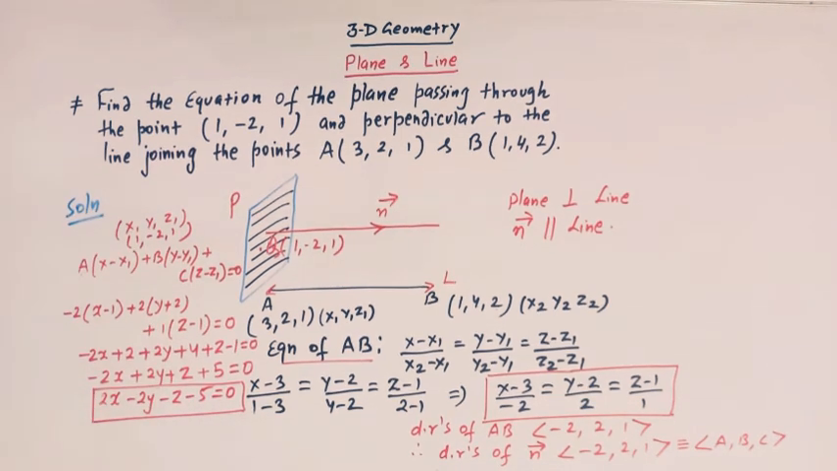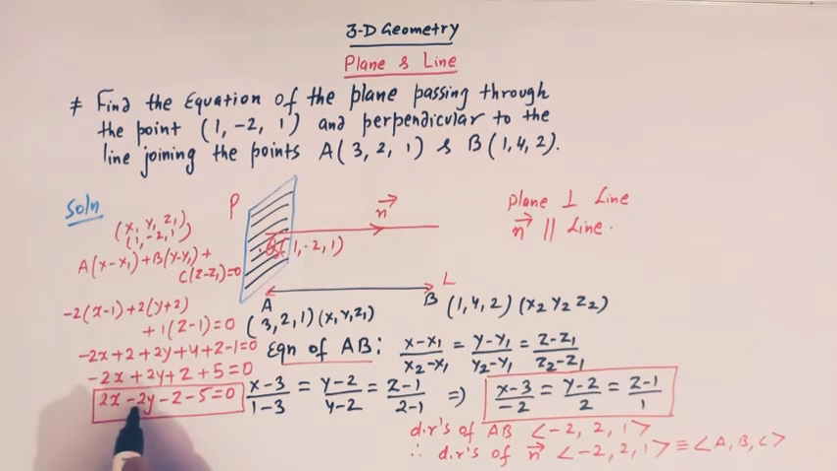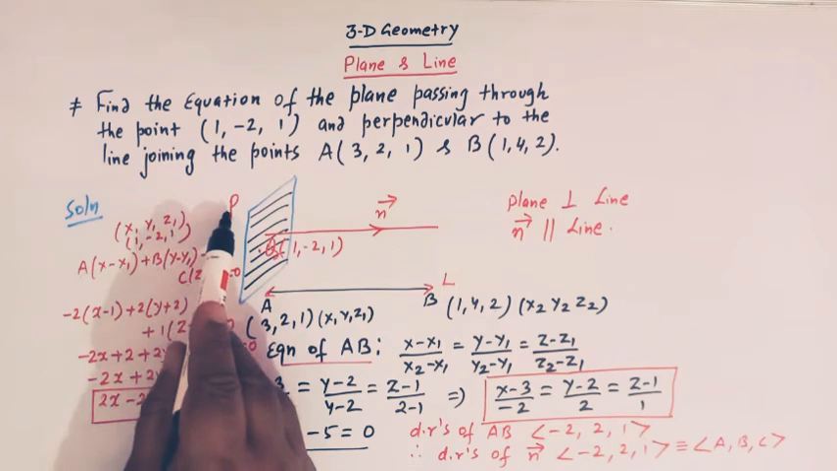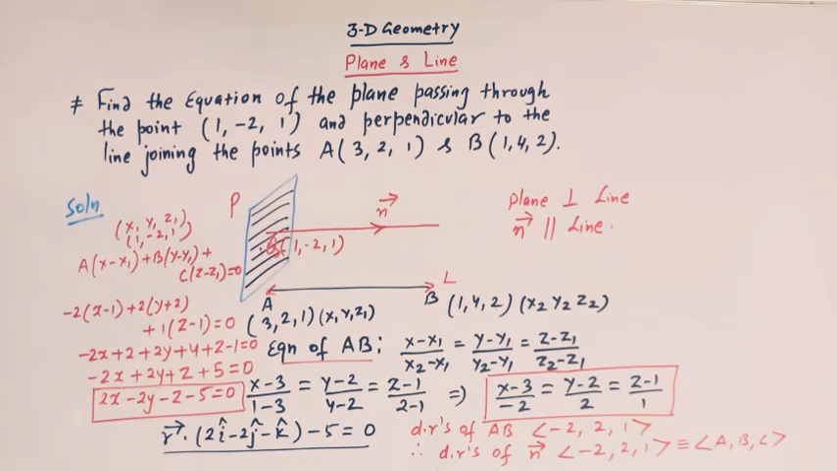And we can also write the vector form of this equation of the plane, that is r dot, here we have the normal vector n as 2i cap minus 2j cap minus k cap, minus 5 equal to 0. So this is the vector form of this plane.